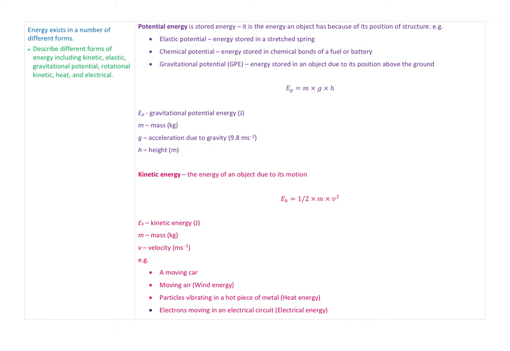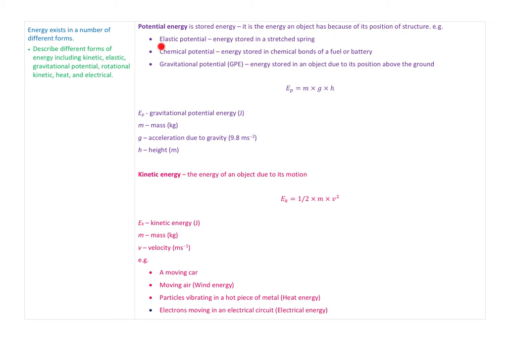So generally, I would classify energy into two types: potential energy, and there are different types of potential energy that we will look at, and kinetic energy, and there are different types of kinetic energy that we will look at. So potential energy is stored energy. It is the energy an object has because of its position or structure.